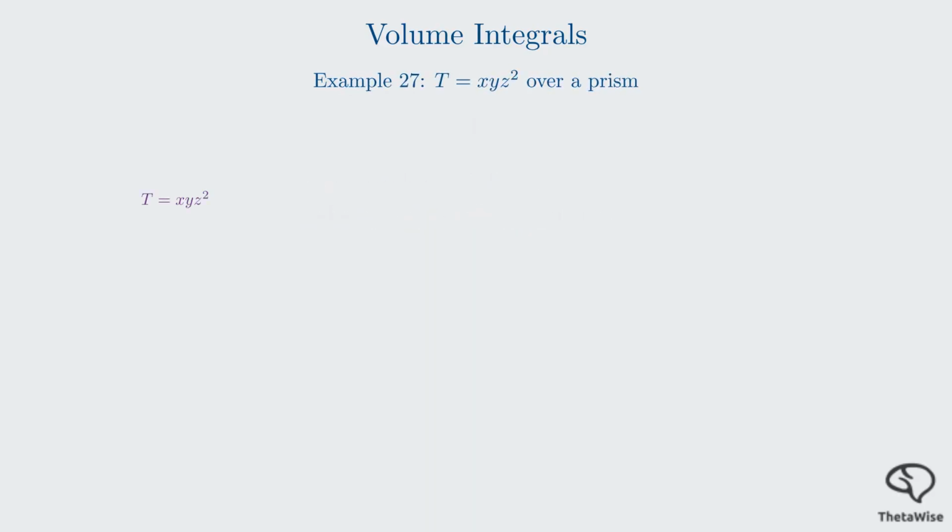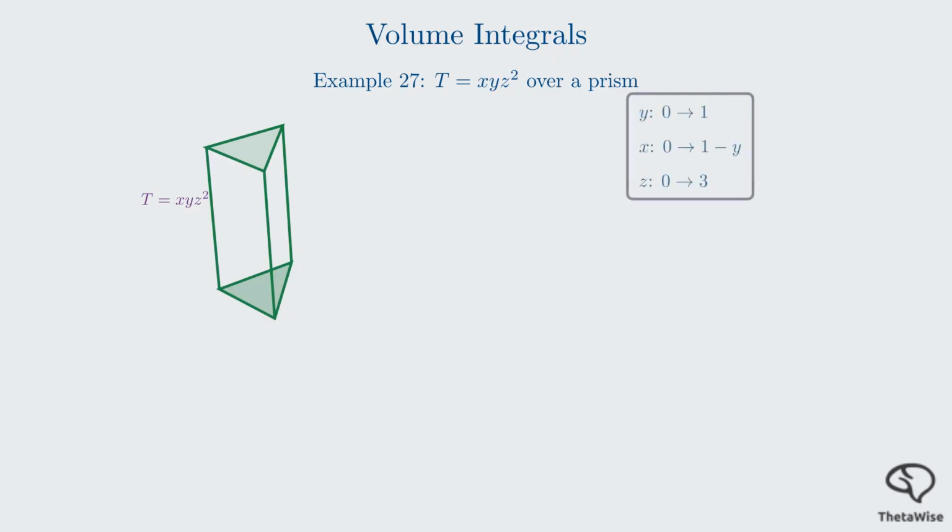The notes example 27 integrates T equal to xyz squared over a prism. The base is the triangular region in the first quadrant bounded by x plus y equal to 1, with z from 0 to 3. Therefore, y runs from 0 to 1, x runs from 0 to 1 minus y, and z runs from 0 to 3.